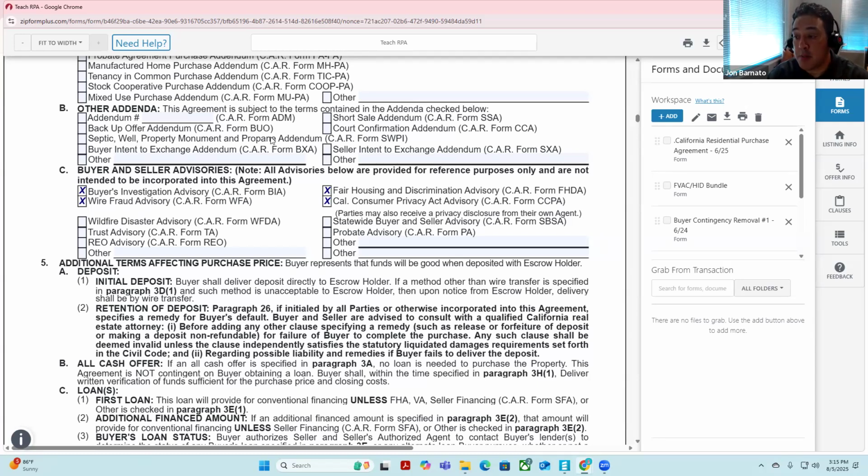Septic, well, or property monument, propane addendum. A property monument means some other man-made thing on the property, not the house, I should say. If those items are showing up in any of these, you need to check that box. It'll pull in a form called the SWPI.